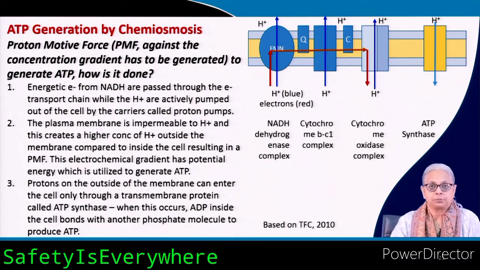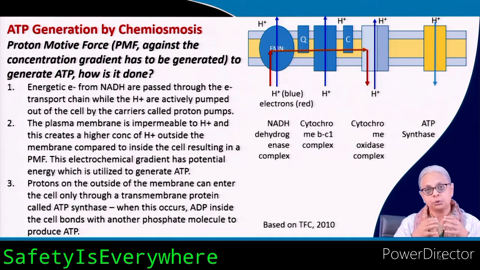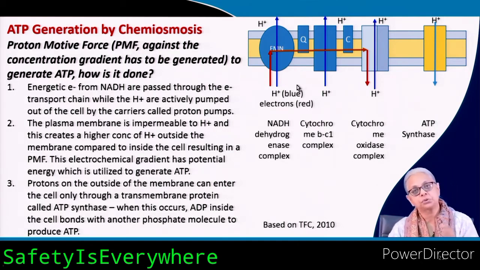So now we come to the next point, and that is ATP generation by chemiosmosis. So how does the cell generate ATP? From our point of view, we just want to know how ATP generation is happening. This is a very simplistic way of doing things. So we have proton motive force. Now we know that proton motive force has to be generated, and then that force will be dissipated to get energy for the cell to store. So the first thing is to generate a proton motive force, and the second thing is to generate ATP utilizing that proton motive force.